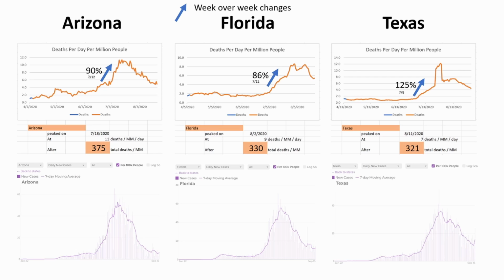On July 18, Arizona reached 375 deaths per million, and it started to decline. Two weeks later, on August 2nd, Florida reached 330 deaths per million, and deaths began to decline. A week and a half later, on August 11th, Texas reached 321 deaths per million, and deaths began to decline. So these declines are the same declines we see in every other state and every other country, but what's different here is that there were no other changes.